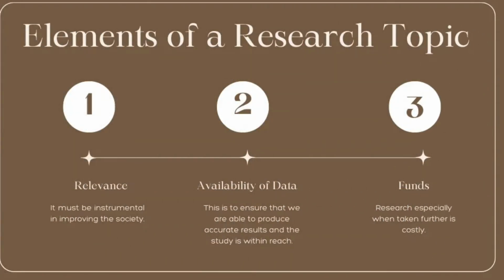Classmates, research is a vast field where topics can be anything, but it would be amazing if we can choose a research topic that can contribute to our society, our family, our friends, or our workplace, and so on. The second one, we have the availability of data. This is to ensure that we are able to produce accurate results and the study is within reach.